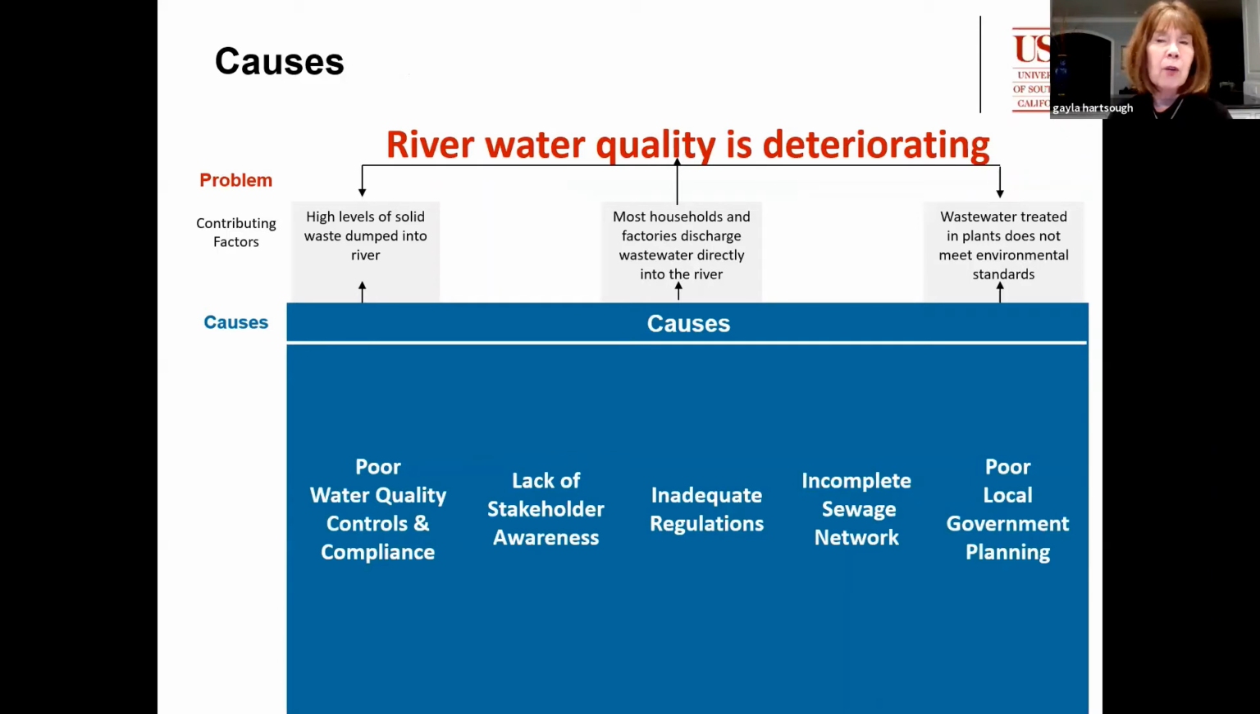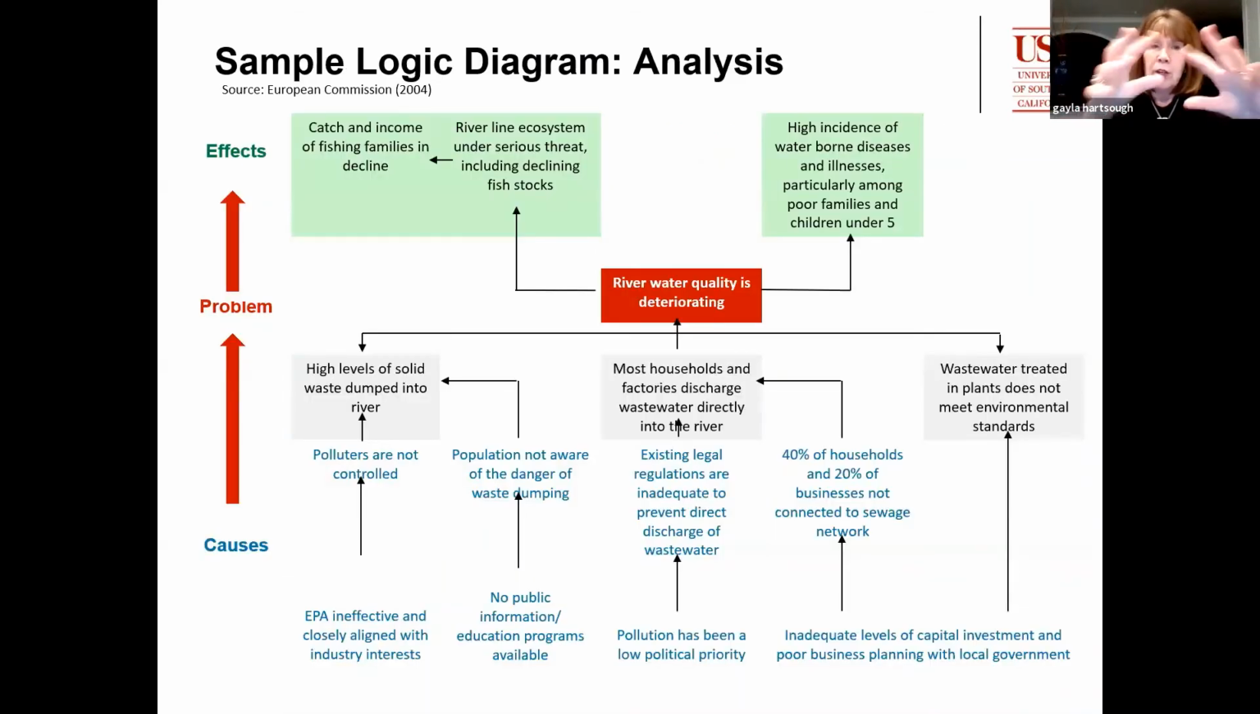The sewage network was incomplete. High percentages of people could not hook up to the sewage system, and the government did not invest money into the infrastructure to build the sewage network. So these became our primary causes. And if you recall, we used words to describe the problem in the red box, the effects in the green above it, and the key contributing factors and the causes underneath them.